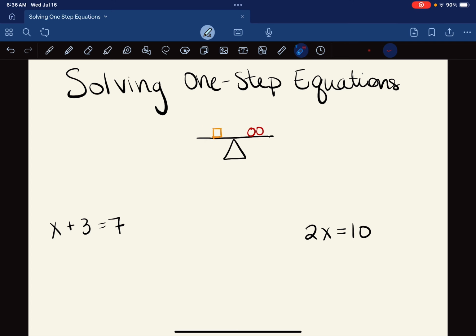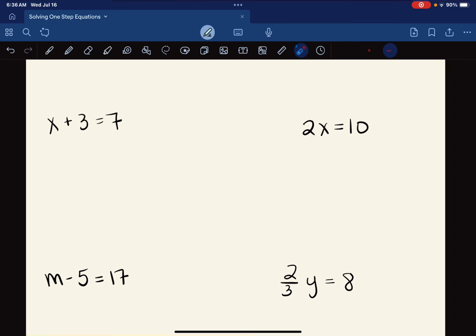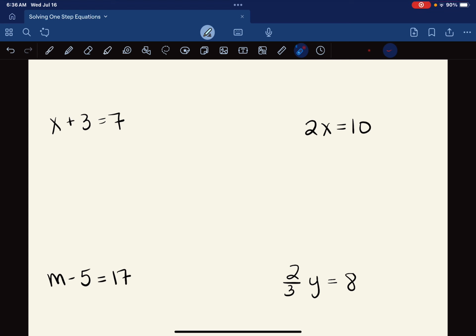So the same is going to be true for variable equations. These are only one-step variable equations. Let's look at this first example. It says x plus 3 equals 7. If I want to isolate or get alone this x variable, I need to get rid of the plus 3 that is next to it. And the opposite or the inverse operation of plus 3 is just minus 3. So if I subtract 3 from the left side of this equation, I would need to subtract 3 from the right side as well. And let's see what that gives us.